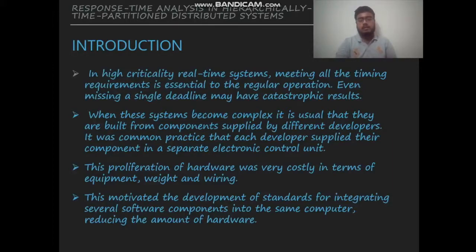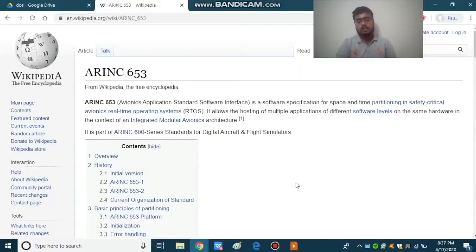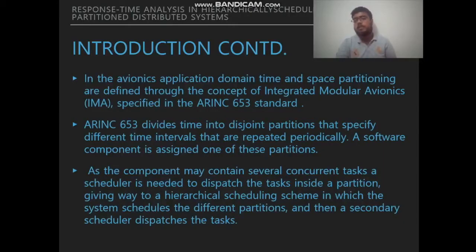Basically, I found that this application is so useful for avionics, and not only this, it makes it much easier to explain the topic using this as a tool. In this, what we need to know is one thing, that is the ARINC. The ARINC is basically the Avionics Application Standard Software Interface. It is a software specification for space and time partitioning in safety critical avionics real-time operating systems, that is RTOS. It allows hosting of multiple applications of different software levels on the same hardware in the context of integrated modular avionics.